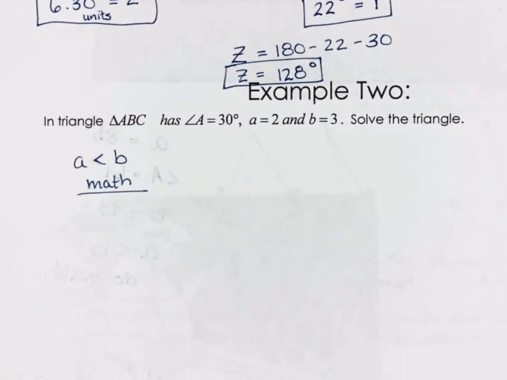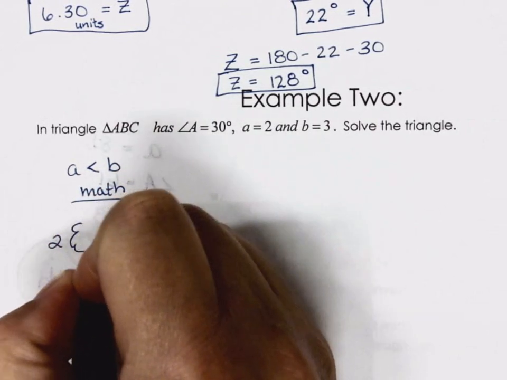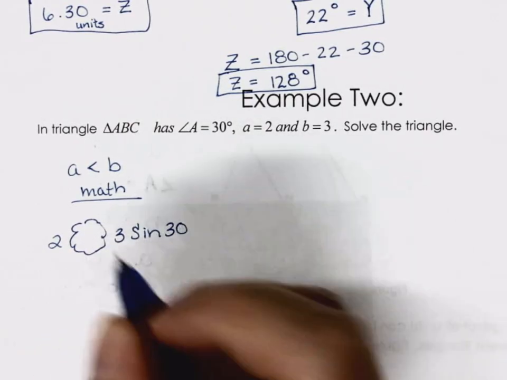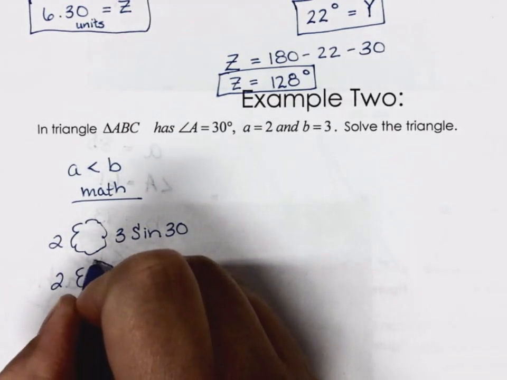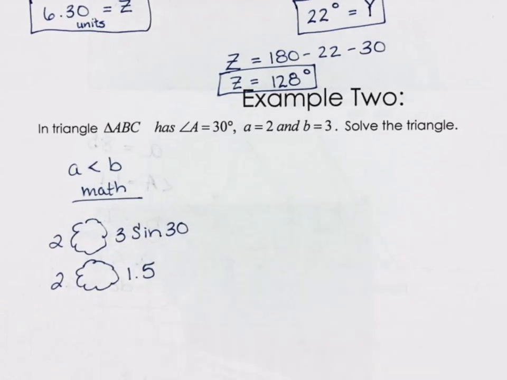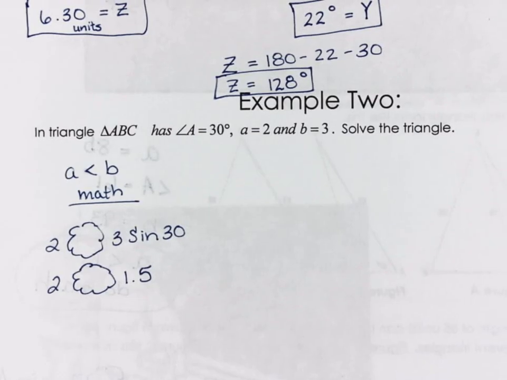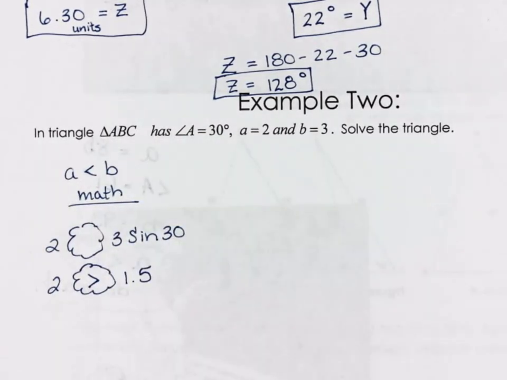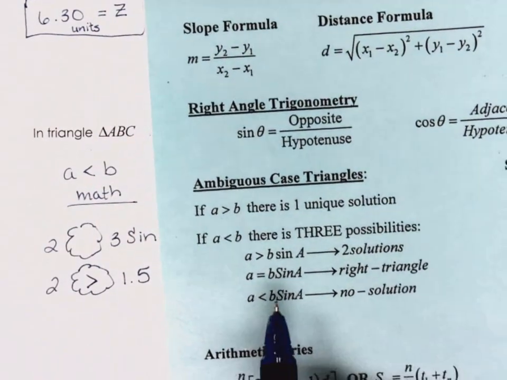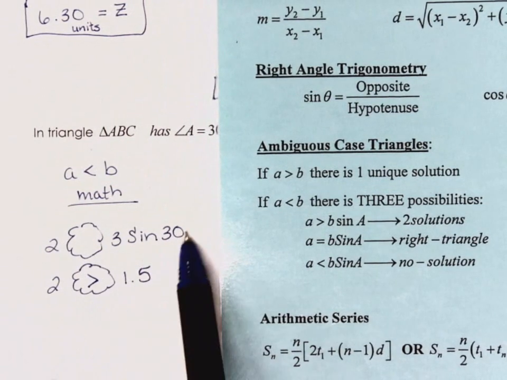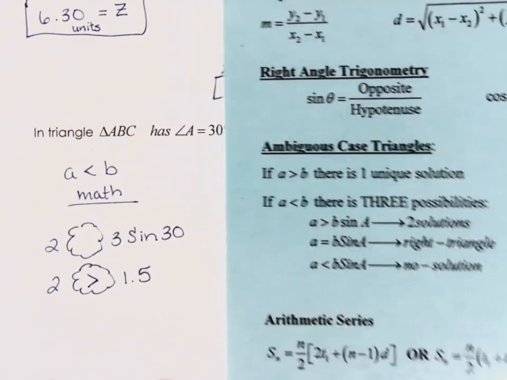And this is where we do our big fluffy cloud. So we're going to have 2 big fluffy cloud, 3 times sine of A. Two is greater than 1.5. So what does that mean? That means we have 2 triangles. So again, I'm looking at this part here. I've done 2 is greater than whatever this multiplied out to be. And so that means I'm going to have 2 triangles.